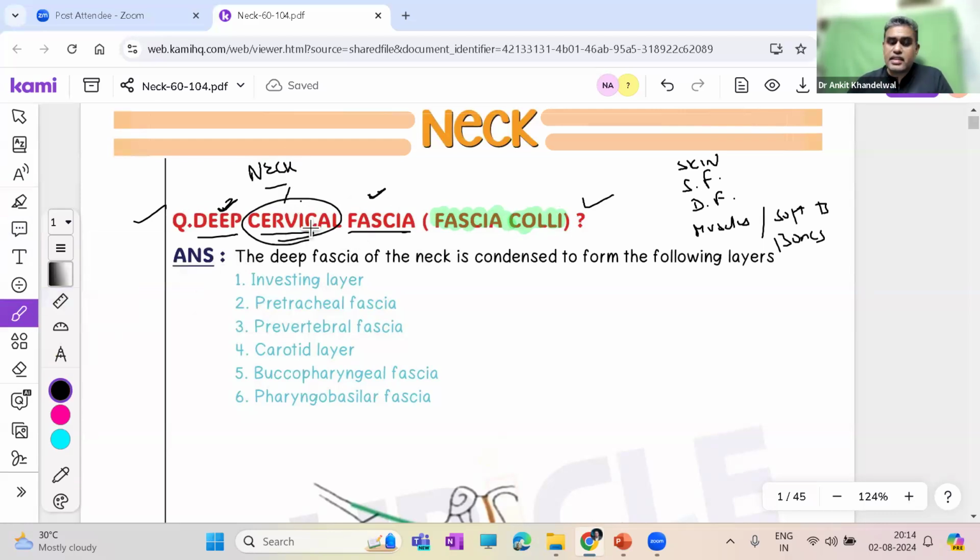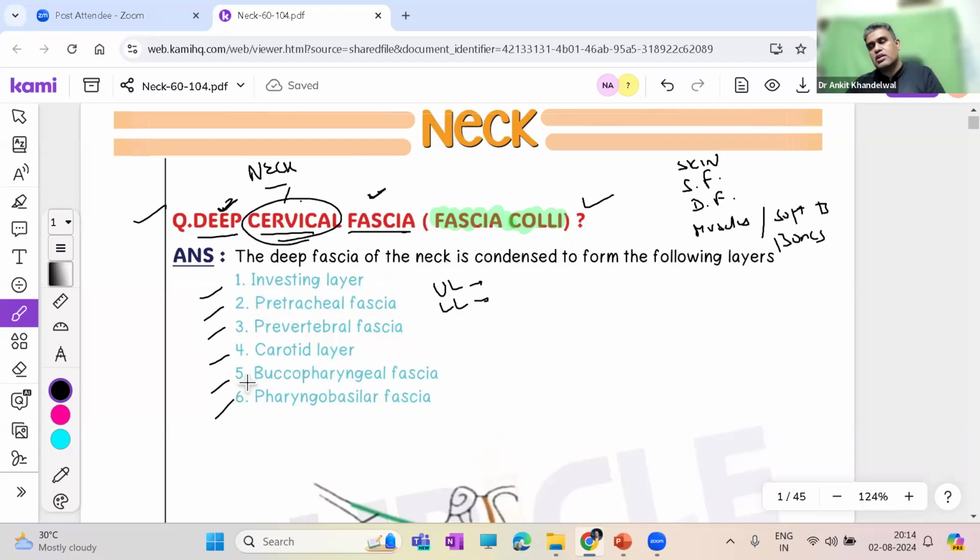Second thing is we have a deep fascia at a lot of places. You have learned about the upper limb, you might have learned about the lower limb. They have quite good, strong deep fascias. But in those areas, we don't go into the details of the deep fascia. Here you are seeing the deep fascia of the neck is condensed to form the fall. So there are so many layers in the deep cervical fascia.